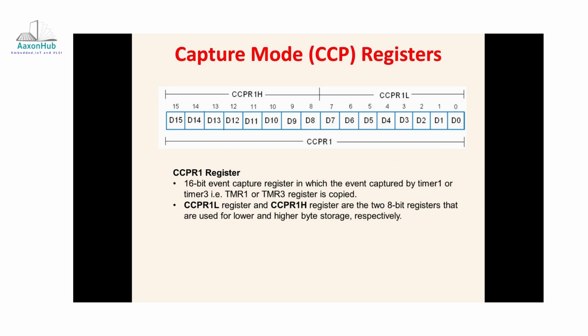Now, to program this capture mode, you require the CCP registers. The very first register is the CCPR1 register, which is a 16-bit register split into 8 bits each: the lower byte and the higher byte. The lower 8 bits are associated with CCPR1L, and the upper 8 bits are associated with the CCPR1H register.